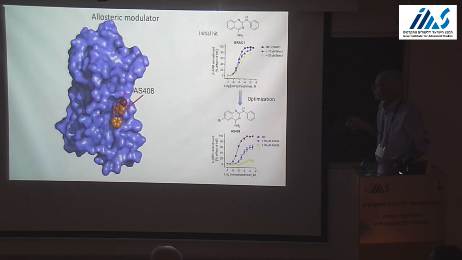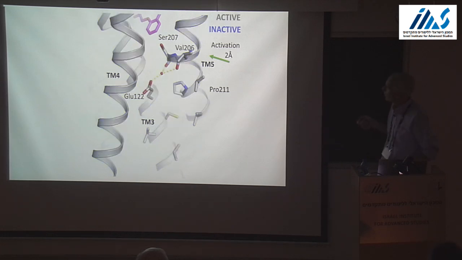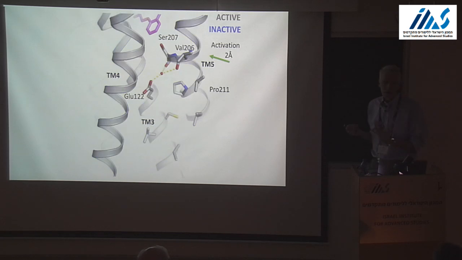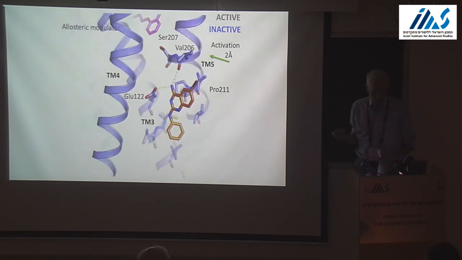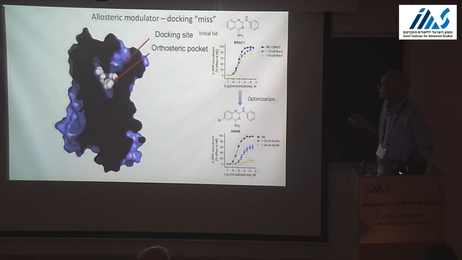And why is that interesting? Because this is right at that highly conserved proline. So this we call the PIF motif. And this is the region of the receptor that moves inward upon activation. So this is inactive, and activation is in gray here. So active, inactive. And what this compound is doing, it's binding and stabilizing the inactive state of this important conformational hub. Okay, so we call this a docking miss, but it's an interesting compound.